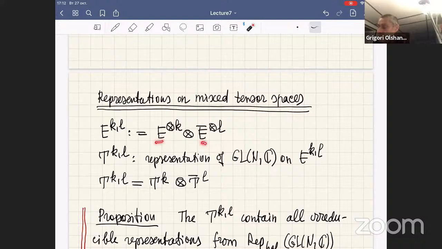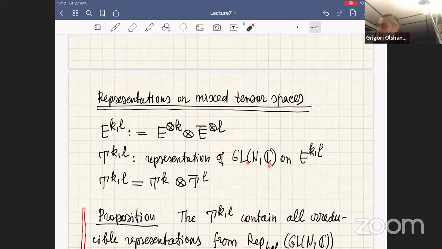So here we have the tautological representation T, and here we have what one can call the anti-tautological or dual representation in this space, and we take the tensor product, and we get in this way a family of representations which are indexed by two non-negative numbers, k and l. And these are representations of this group, which are still complex analytic.